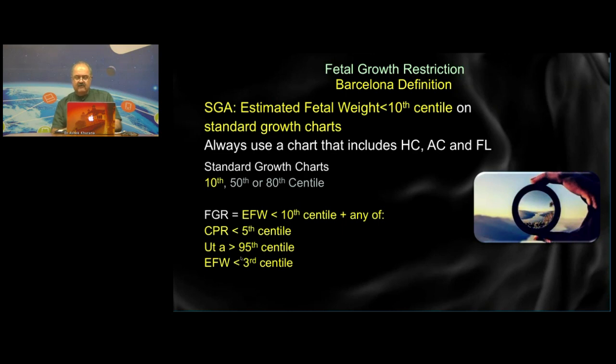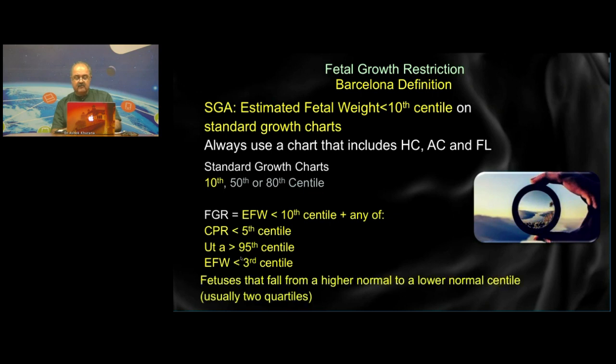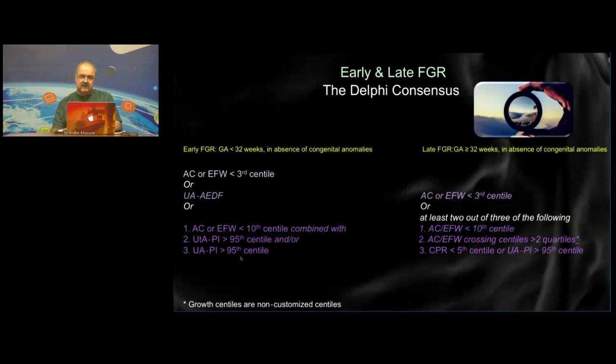We also, if we follow not the beautiful randomized control trials on which the Barcelona definitions are based, we could move on to the Delphi consensus, which you know is a group of experts who got together and felt that yes, this is the way we will diagnose this and then we will follow up. And again, they divide two groups, one which is early fetal growth restriction, which is less than 32 weeks in the absence of congenital anomalies, versus late fetal growth restriction, gestation age greater than or equal to 32 weeks in the absence of congenital anomalies.